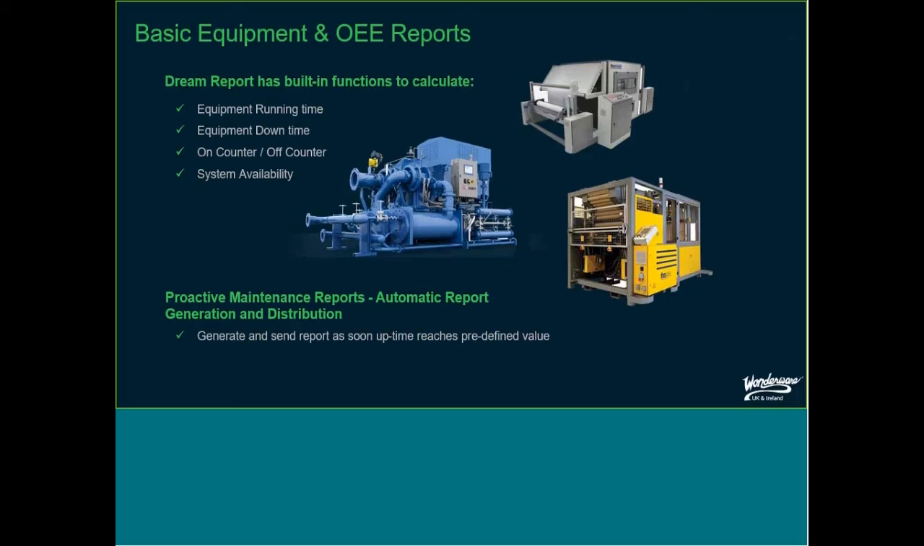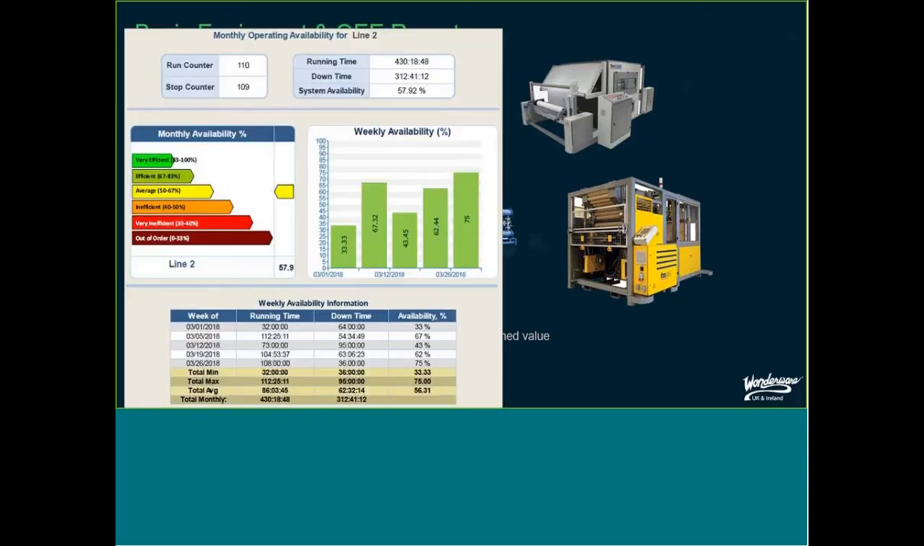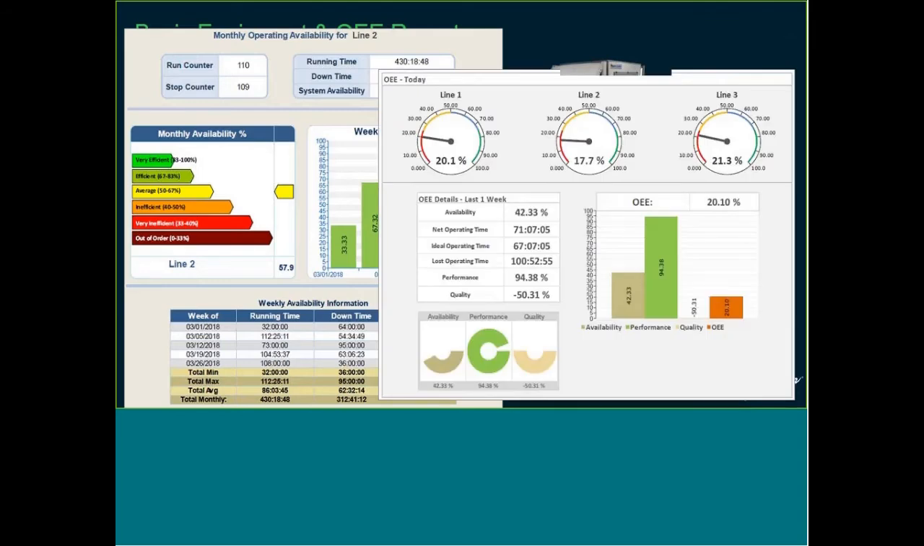You can even use it in a proactive maintenance environment, where you can generate and send reports as soon as uptime is reached on a predefined value in the system, and the report will be automatically generated and sent out to the users. Here is an example of an availability report of a specific production line, or an OEE, overall equipment effectiveness report, where it will show the availability, performance, and quality on a dashboard.